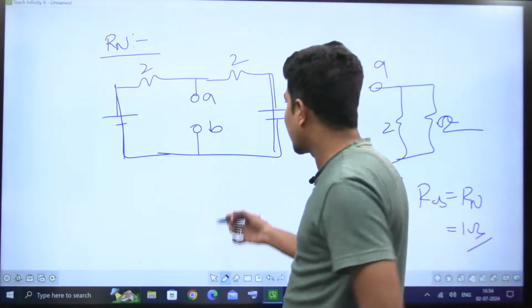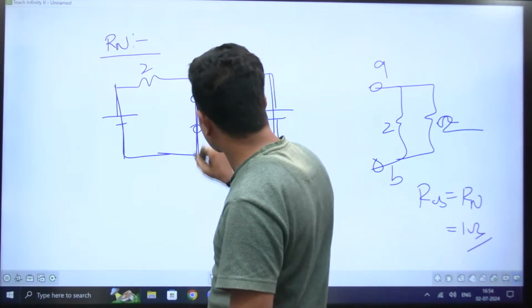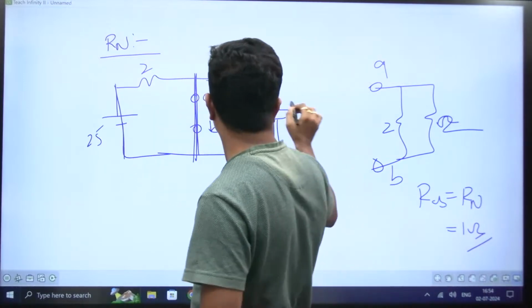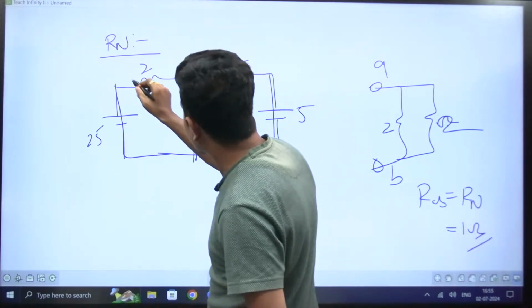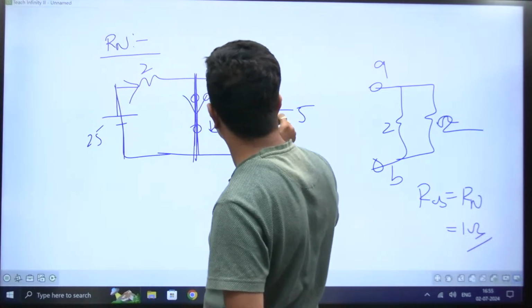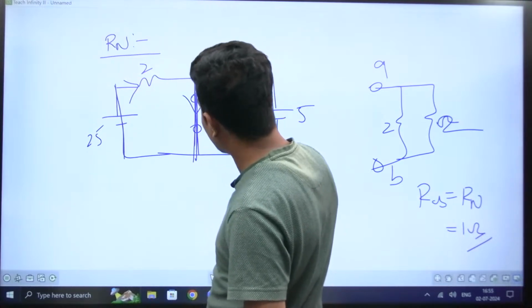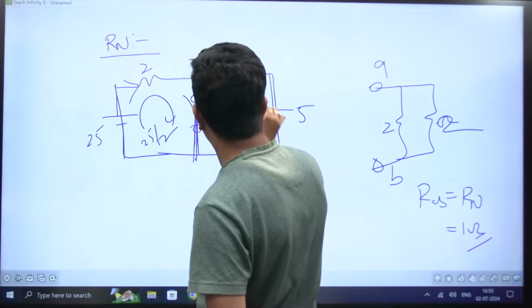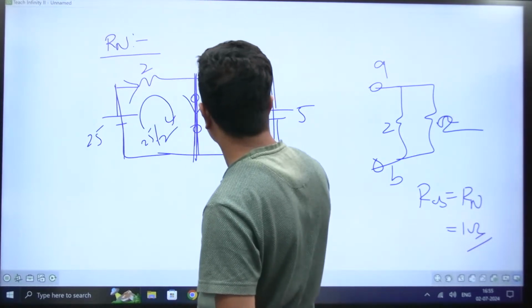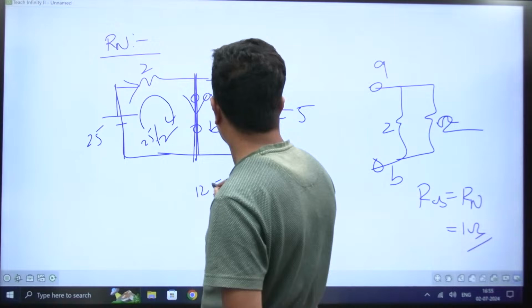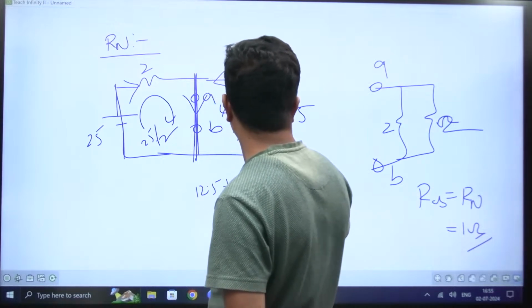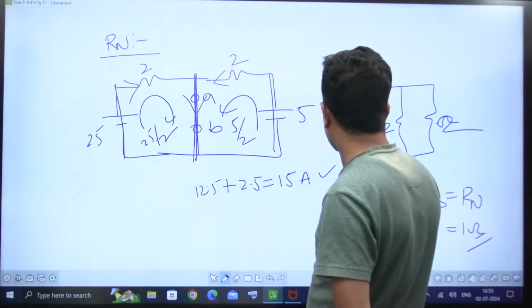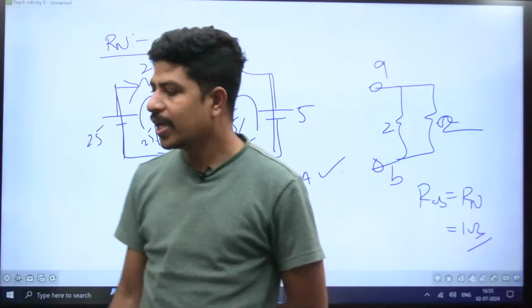If you want Norton's current, short circuit it. This is 25, this is 5. What is the current that will go here? Current always chooses a short path, that current will come and go here. I am just applying Ohm's law. How much is the current here? 25 divided by 2. How much is the current here? 5 divided by 2. So 12.5 plus 2.5 will be simply 15 amperes.